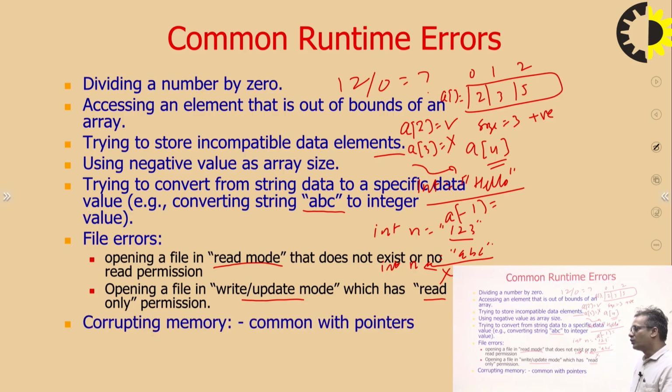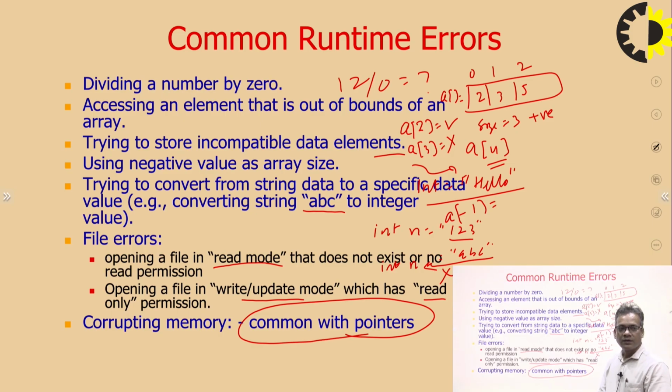Next is corrupting memory. That means sometimes your memory is corrupted, or the pointer of the location has been terminated or deleted. So at that time you are not able to find or read the content of that particular memory location. So these are some common runtime errors.